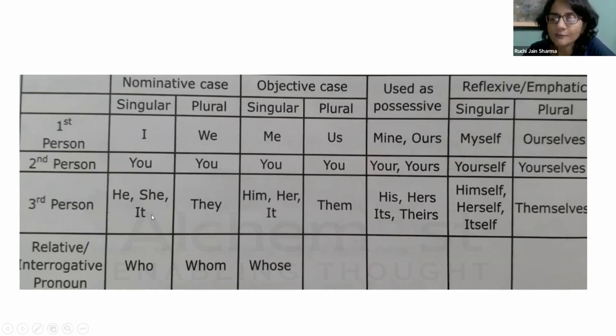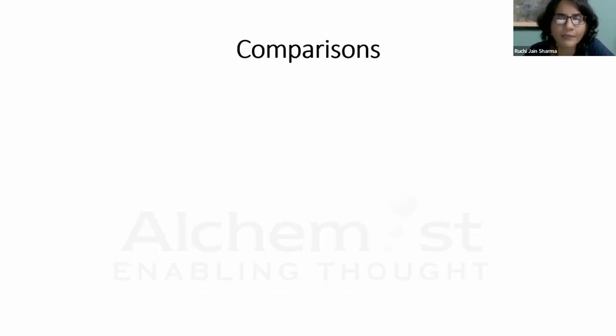If it is replaced by he or she, then it's in the nominative case, so it would be who. And if you're replacing it with him or her, that means it is in the objective case, then it would be whom. Okay, now we will look at a particular example and then you'll understand.